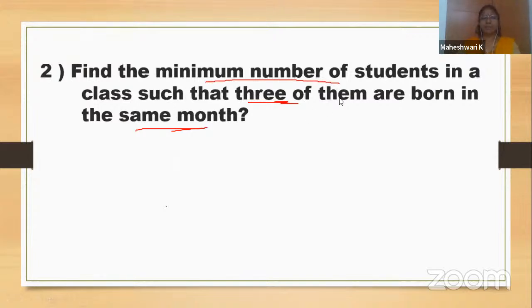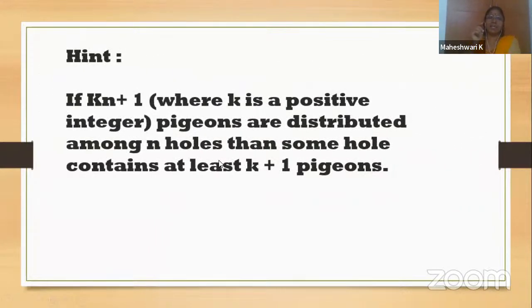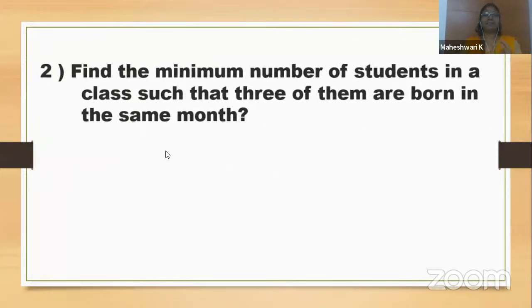Yeah, so we've had 3 of them born in the same month. Here we'll consider what K will be, this is the hint we're going to apply. What will be K in this case and what will be N here? And what is it that we need to find? I'll go back to the question.